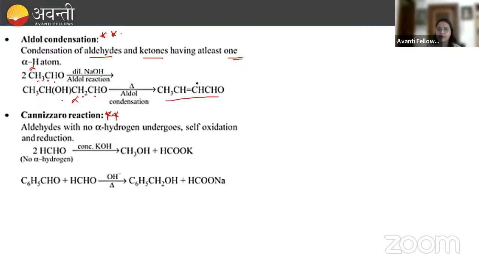Why am I calling it alpha beta? So this is alpha, this is beta, and a double bond is present between them. That's why we call it an alpha beta unsaturated carbonyl compound.